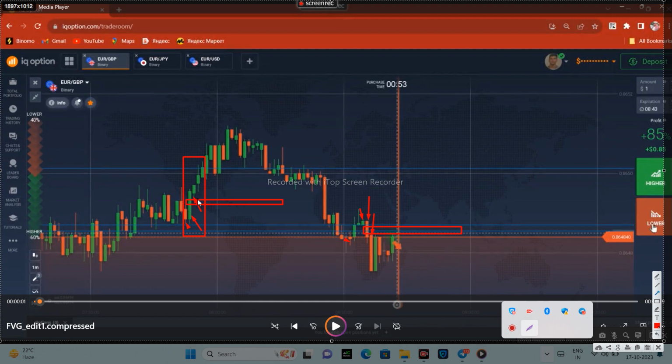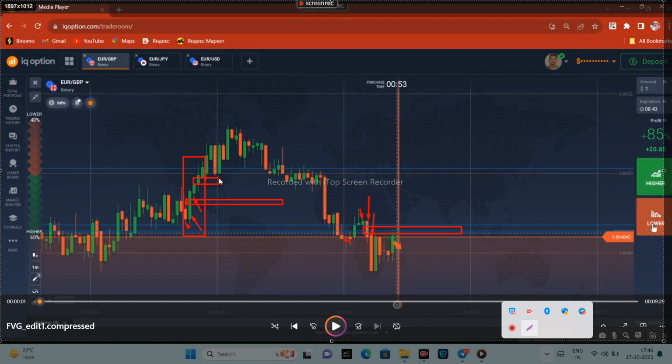wick of the first candle and the wick of the third candle, if it is there, then this is called fair value gap. Suppose the wick of this candle is up to that height and there is no gap, then we will try to find out the fair value gap here. But here also there is no gap, then we will take the next one, this and this candle. Then this will be first candle, this will be third candle. This is the fair value gap. I am going to mark it.